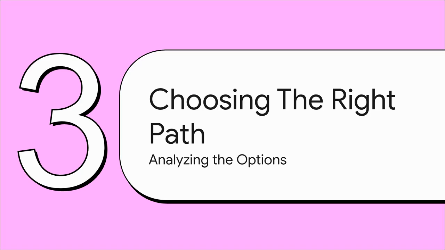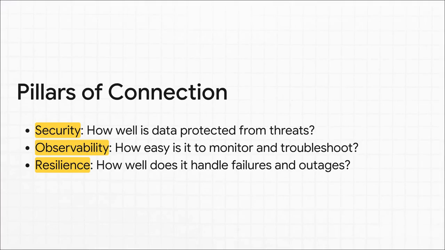So, we've got our 4 options on the table. How does our architect actually make a choice? It's not just about the cool tech specs. The decision really has to be based on 3 fundamental business needs. These are what I like to call the 3 pillars. First, and most obvious, security. Is the data absolutely bulletproof? Second, observability. If something goes sideways, can we actually see what's happening and fix it fast? And third, resilience. If a piece of this thing fails, does the whole connection just collapse? Or can it take a hit and keep on going?